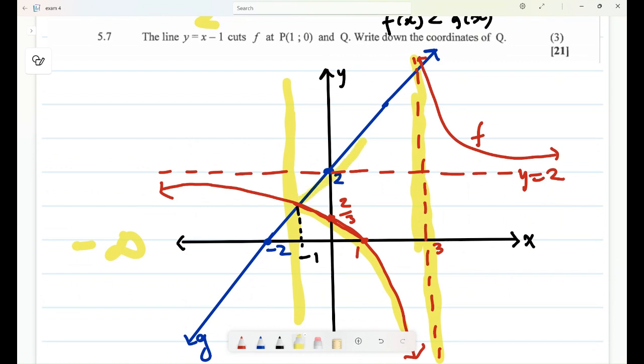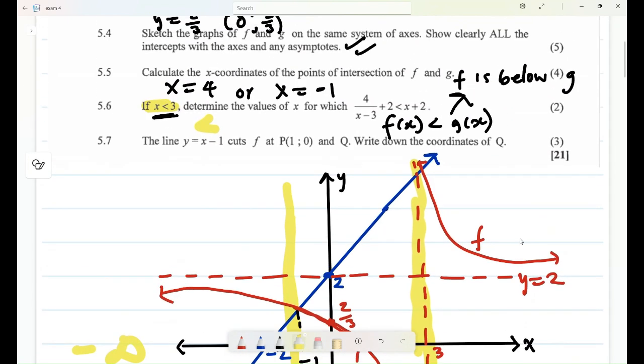Our f here is below. Can you see the red line? It is below the blue line. So that interval is the one that we are looking for. All right, so we're going to say between -1 and 3. When you answer this, you say x is between -1 and positive 3.